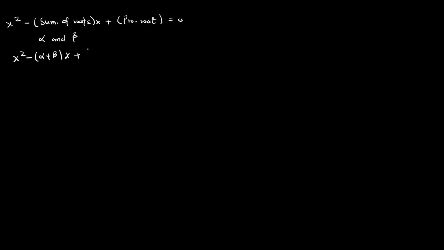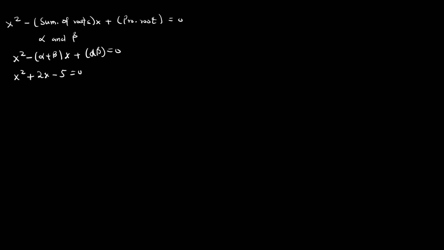Actually, the formula that we use for this is that we are going to get x squared minus (sum of roots) x plus product of roots is equal to 0. In this case, our roots are alpha and beta. So we have x squared minus (alpha plus beta), which is the sum of roots, x, plus the product of roots, alpha beta, is equal to 0. So here is our sum and here is our product. The question gives us x squared plus 2x minus 5 is equal to 0.